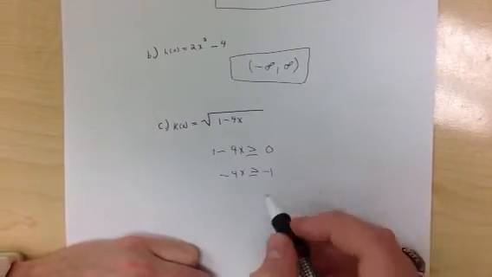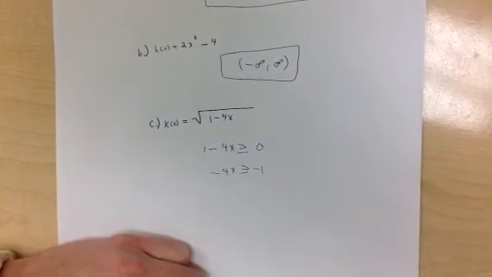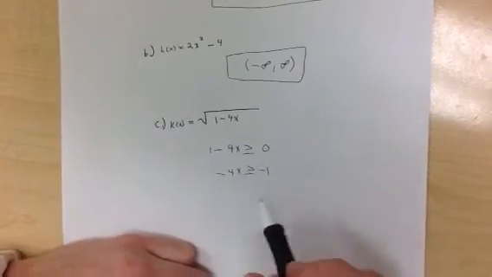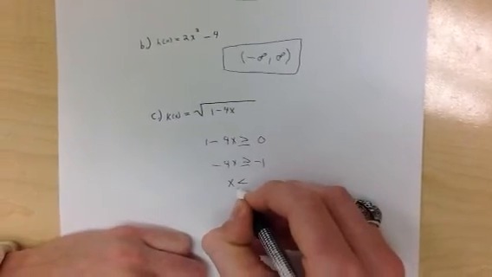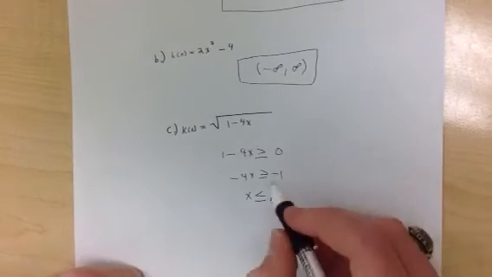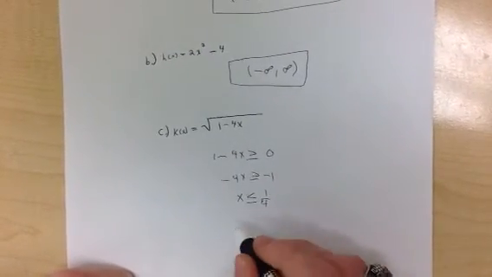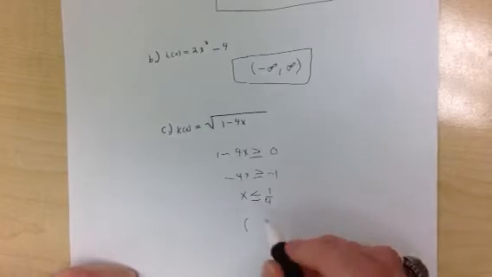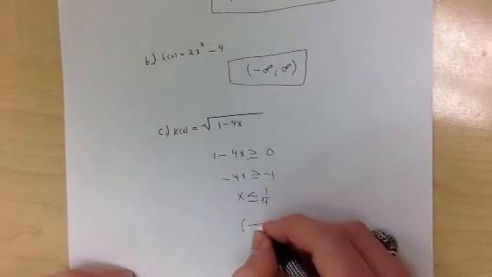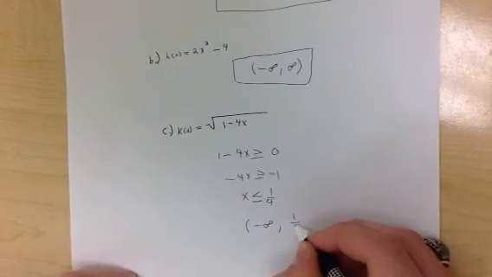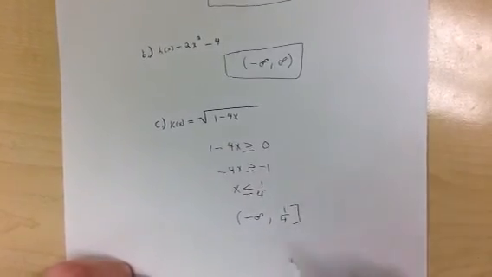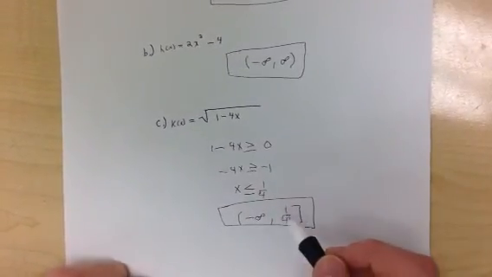You divide by negative 4 on both sides, and if you divide or multiply this equation by a negative number, you have to switch the sign. So it's going to be x is less than or equal to 1 over 4, and that's your answer. And you write that in interval notation as parentheses, negative infinity, comma, 1 over 4 with a bracket because of this or equal to sign. And that is your answer to C.